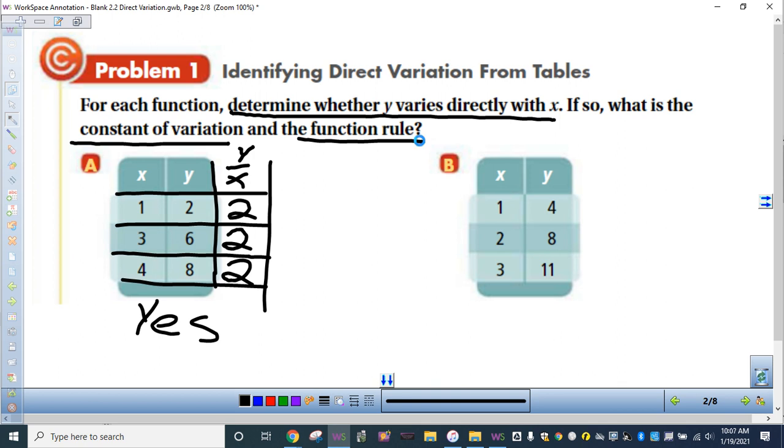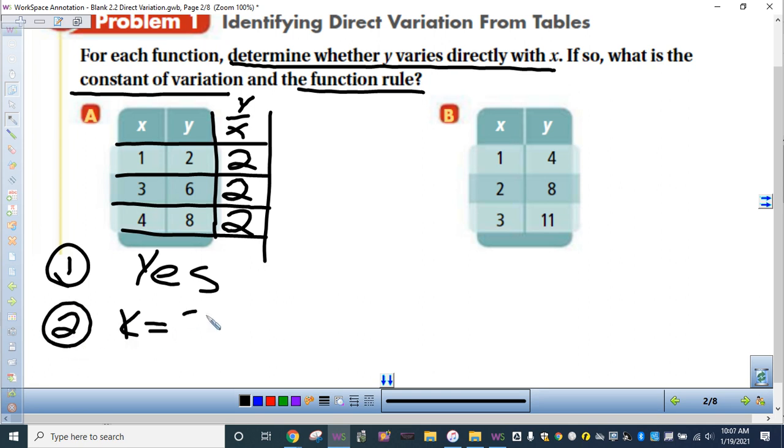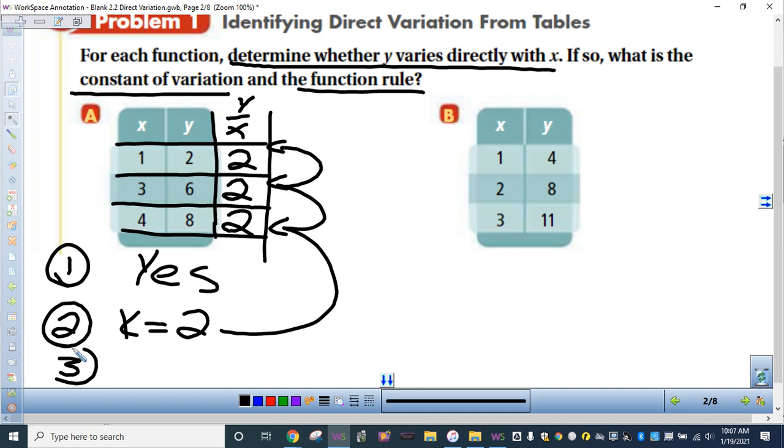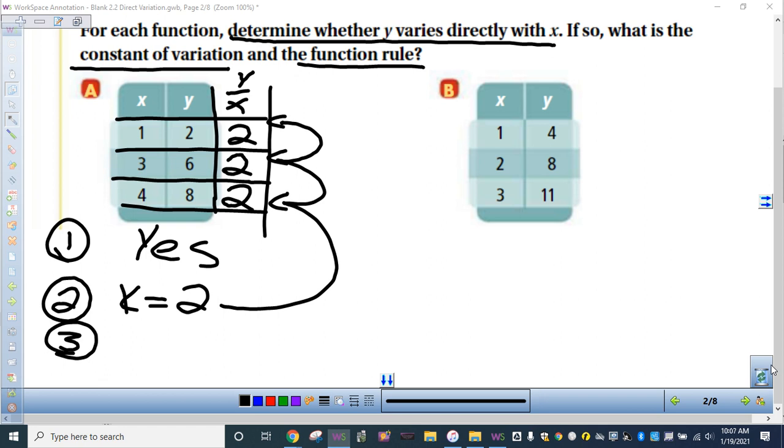Okay, they want to know yes or no, is it a direct variation? Second thing they want to know is what k is. Third thing they want to know is what the function rule is. So we got question number one answered. Question number two is what's k? Well, k is 2. We already figured that out from here, here, and here. Got the same thing each time, so that's what k is. And then the third thing, all you got to do is plug that 2 in. y equals kx, so instead of the k, write 2. So y equals 2x. That's all you got to do.